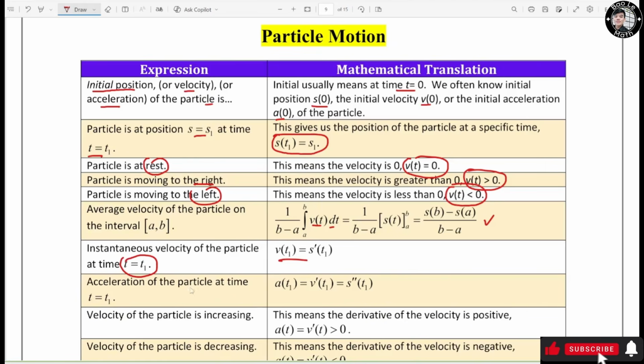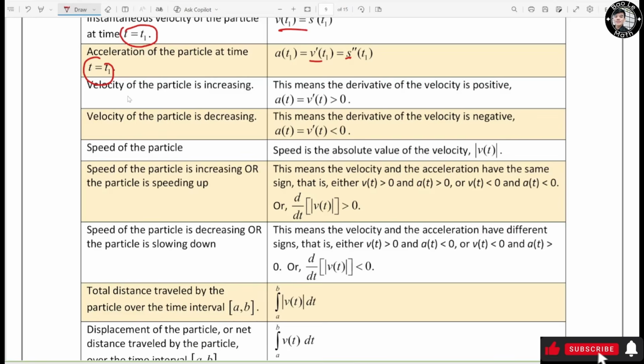Acceleration of the particle at time t equals t1. We're going to take the second derivative of the position, or the first derivative of the velocity, right? If the velocity of the particle is increasing, it means the acceleration is greater than 0, or the first derivative of the velocity is greater than 0, right? If the velocity of the particle is decreasing, the first derivative of the velocity, or acceleration, is less than 0.